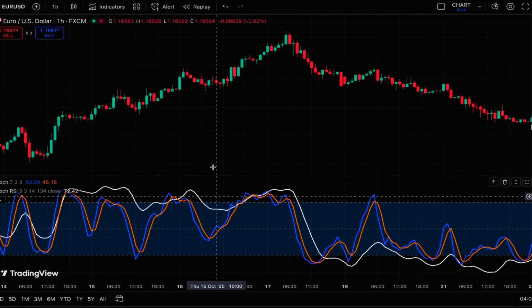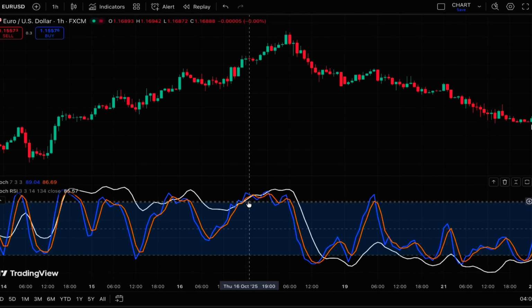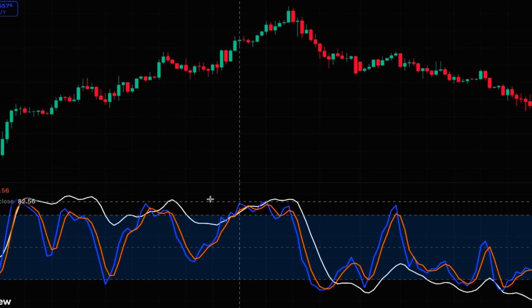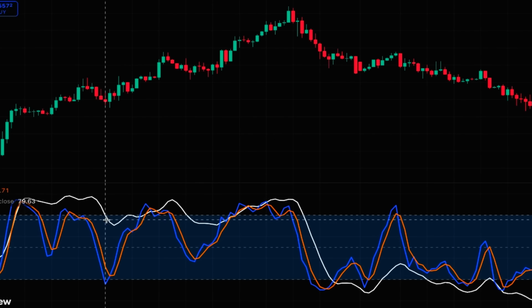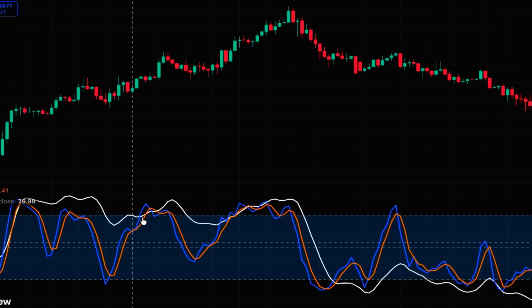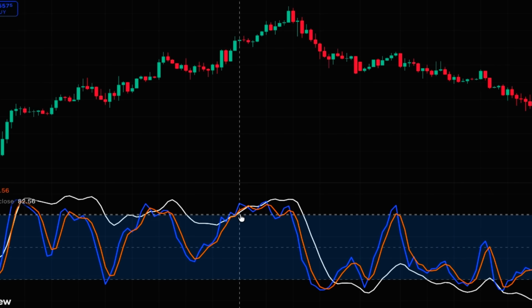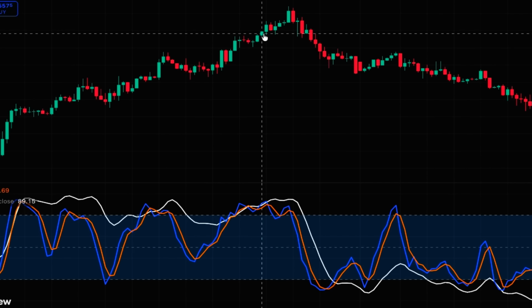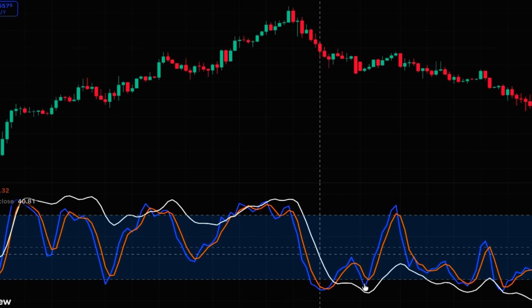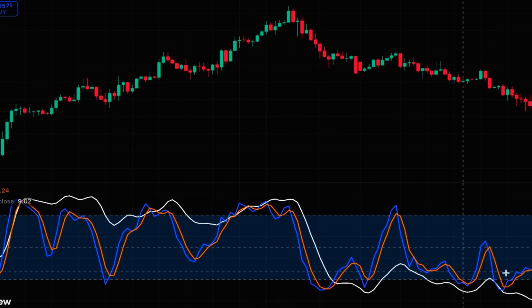Alright, getting back to our trading strategy, now let me teach you how you can find trading opportunities based on this setup. As you can see, we have a white line here and we use this white line for identifying the current trend of the market. When the white line is above the center line, like here in this part, we say the market is trending up and we should look for long position opportunities. And when the white line is below the center line, like here in this part, we say the market is trending down and we should look for short position opportunities.